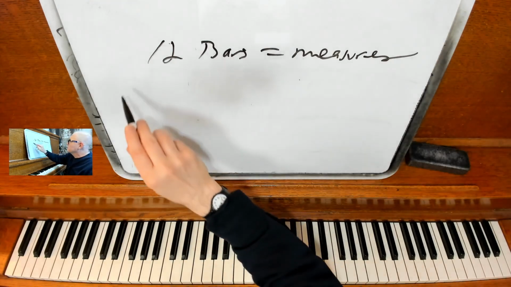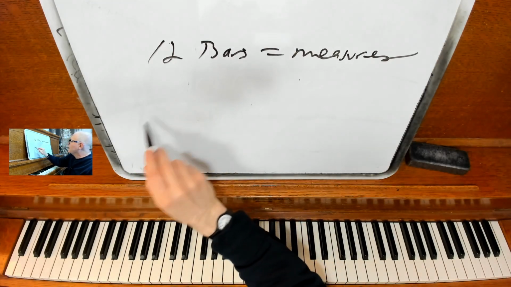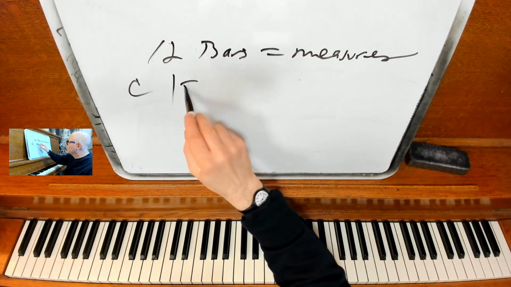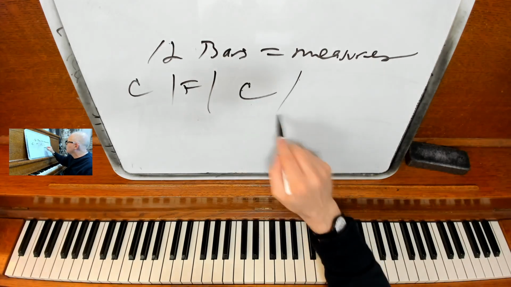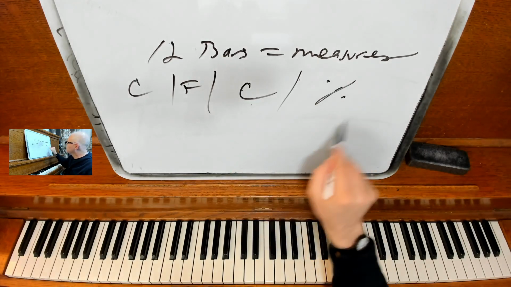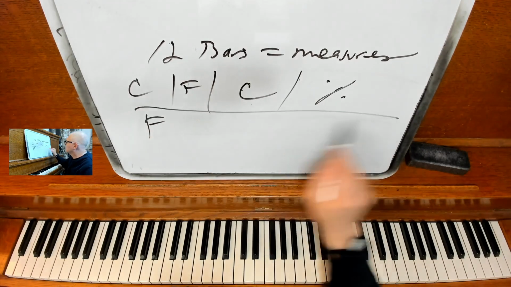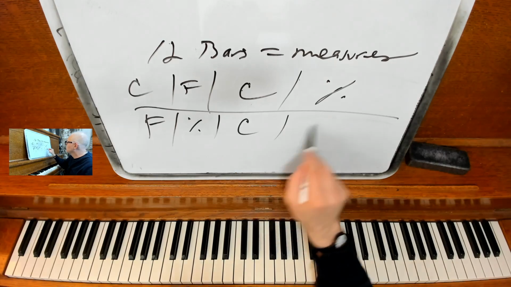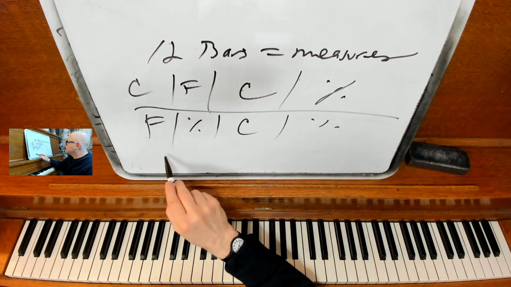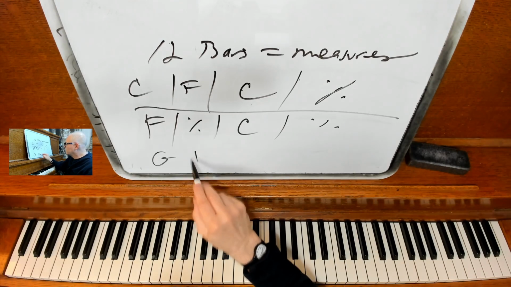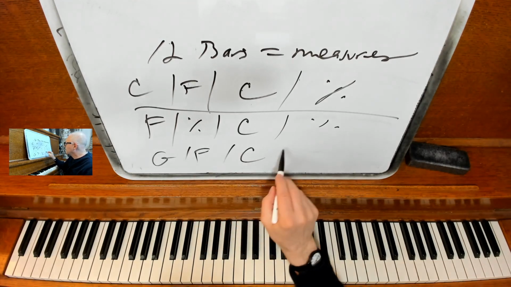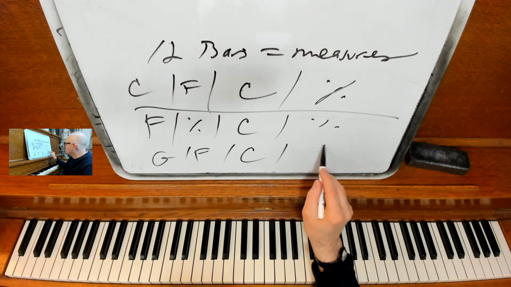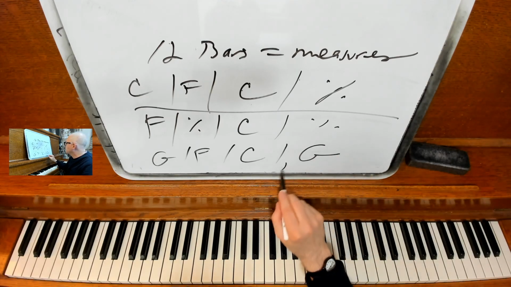But so a blues in C, we'd have 12 bars: C, F, C, and that would be repeated. That's a repeat sign. F, repeat again. These are bar lines. C, repeat. G, F, C, and then again, depending, you might have a G as a turnaround.